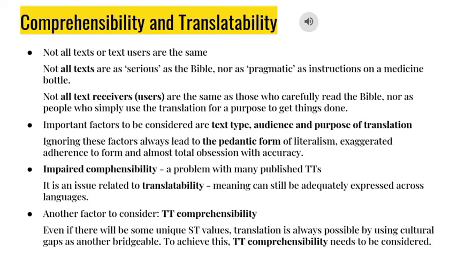Another criterion or factor to consider in translation is target text comprehensibility. There will be some unique source text values that will defeat our effort to convey them across cultural and linguistic boundaries. But translation is always possible by using cultural gaps as another principle. To achieve this, target text comprehensibility needs to be considered.